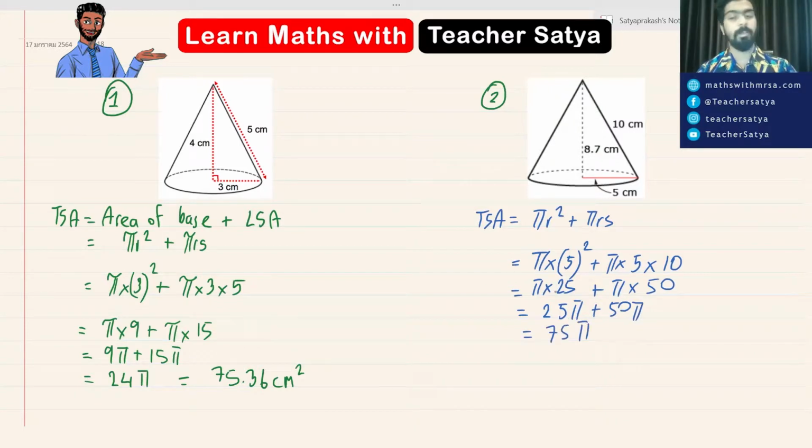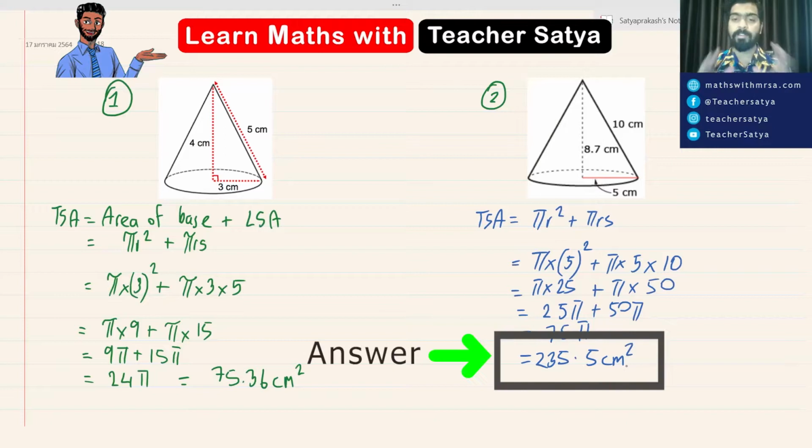Now if we take the value of pi as 3.14, we should have an answer which is approximately 235.5 centimeter square. Alright guys, now that is how we would find the surface area of a cone.